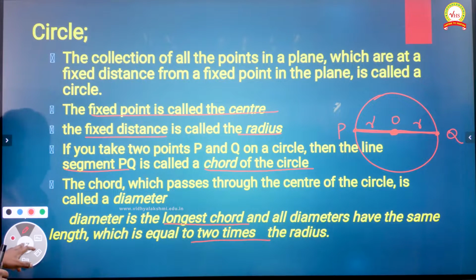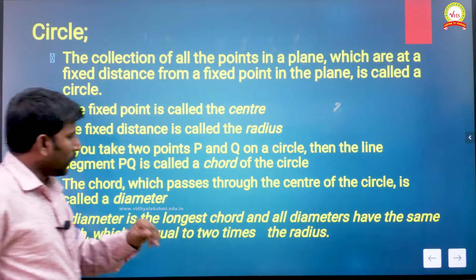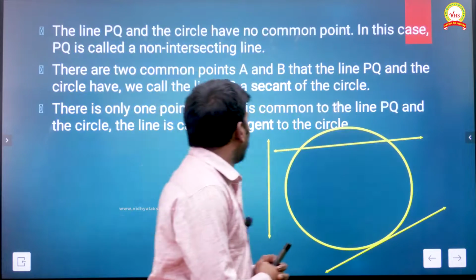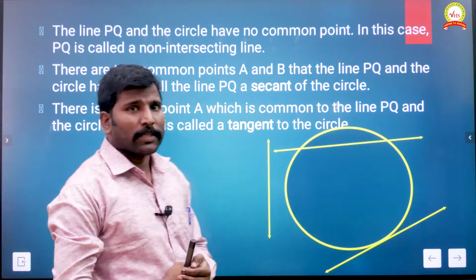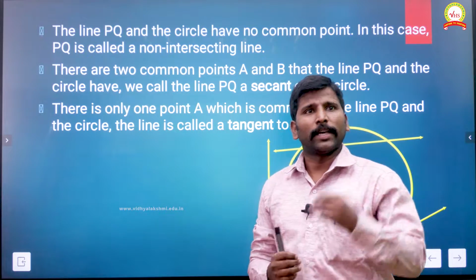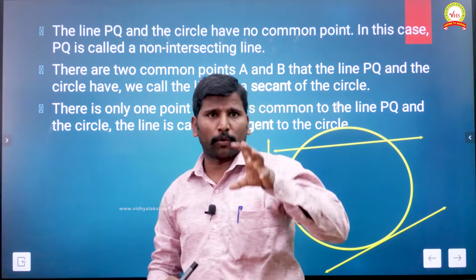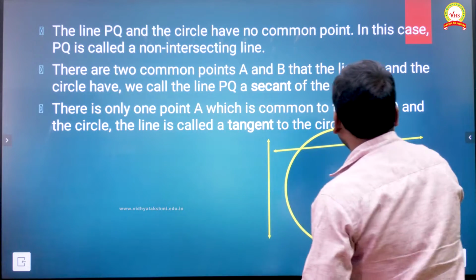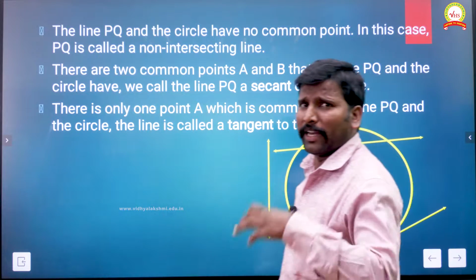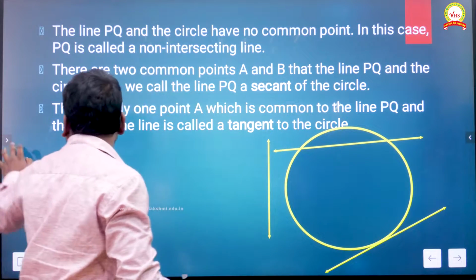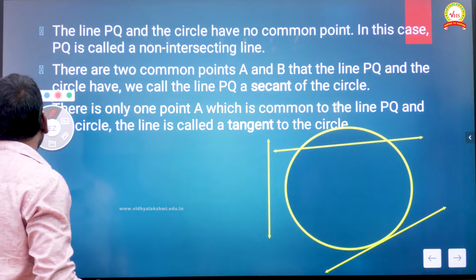ஓகே, நவ் வி ஆர் கோயிங் நெக்ஸ்ட் பார்ட். Let's see. Children, the continuation of this definition, we have another 3 points. Let's see one by one. Okay, the line PQ. Now we are going one line PQ. I have given circle and some lines also. I didn't give any names. Let's see one by one all these things. Okay, right. 1 minute.